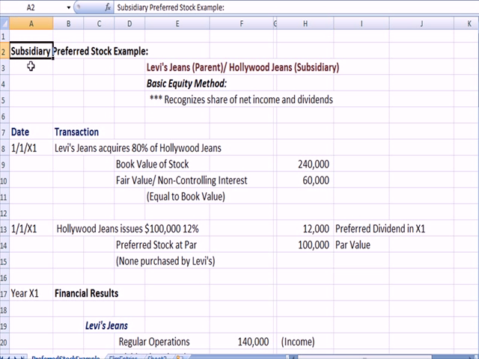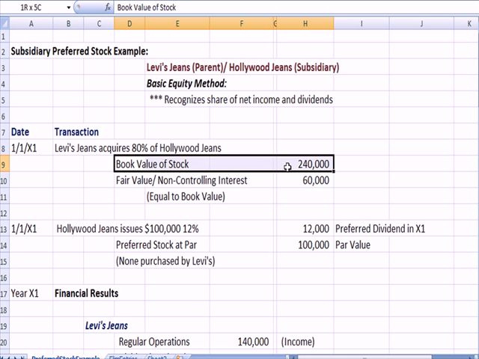here's our preferred stock subsidiary preferred stock example. Levi is our parent company, Hollywood Jeans is our subsidiary. And we're using the basic equity method, which means that Levi, the parent, is going to recognize a share of the net income and dividends from Hollywood, the subsidiary. So the first transaction on 11X1, Levi acquires 80% of Hollywood Jeans. We've seen this transaction before.